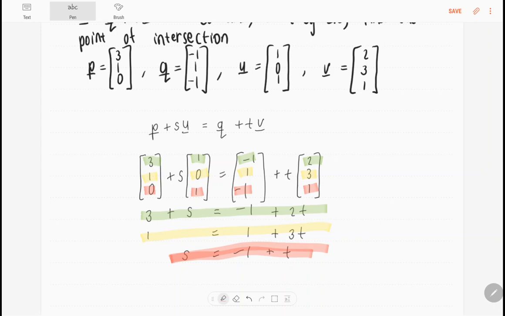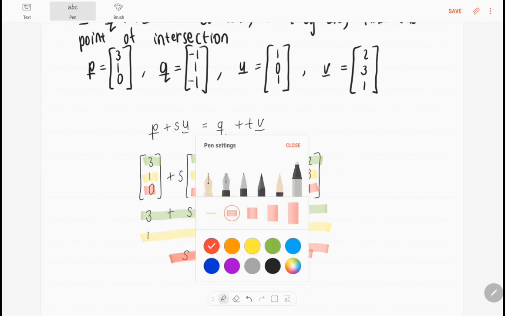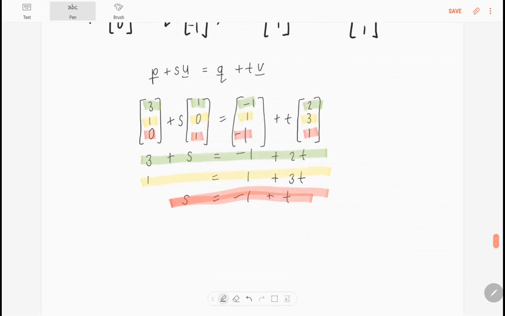Now the next step is to write it with all of my variables on the left-hand side and all of my constants on the right-hand side. So for my first one, I have s minus 2t equals minus 4. For my next one, I have 3t equals 0. And for my next one, I have s minus t equals minus 1.